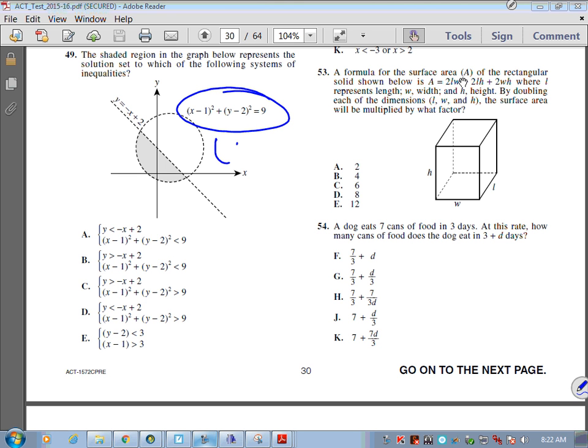Equation of a circle is (x − h)² + (y − k)² = r², where h and k are the center of the circle. Maybe. It's been a while. Okay. Well, what they're saying here is that this is the equation of the circle. So what they're saying is that the radius is 3. The center of the circle is at (1, 2). So I'd go over 1, up 2. There's my center of the circle.